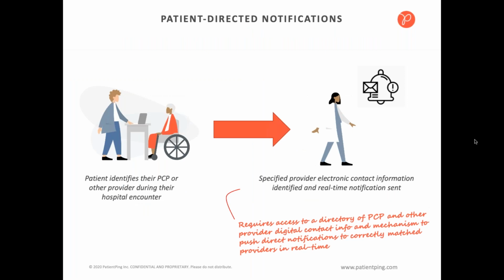For the first capability, the patient-directed notifications, that requires a process where patients identify their providers, which is probably something that you already have in place as part of your registration process. Now, sending those notifications to PCPs and other patient-identified practitioners requires access to a directory of providers' digital contact information, as well as a mechanism to push direct notifications to correctly match providers, and doing that in real time. So having the ability to send notifications to the patient's identified provider is what you need as far as the capability goes for this element of compliance.